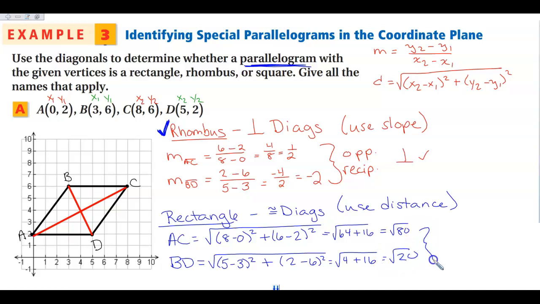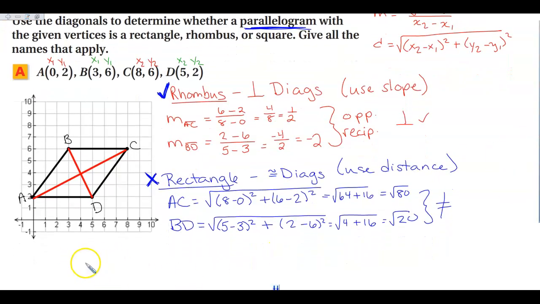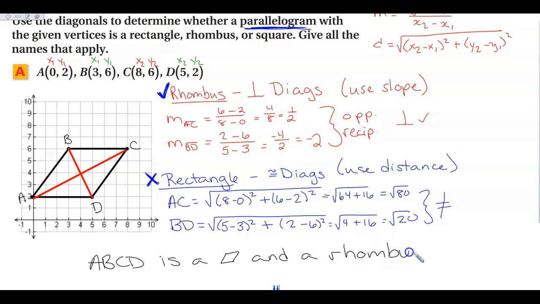All right, if I look at these two, they are not equal. So we do not have a rectangle. So we know that ABCD is a parallelogram and a rhombus. Okay, it is not a rectangle, and since it is not a rectangle, it cannot be a square. All right, so that is part A.